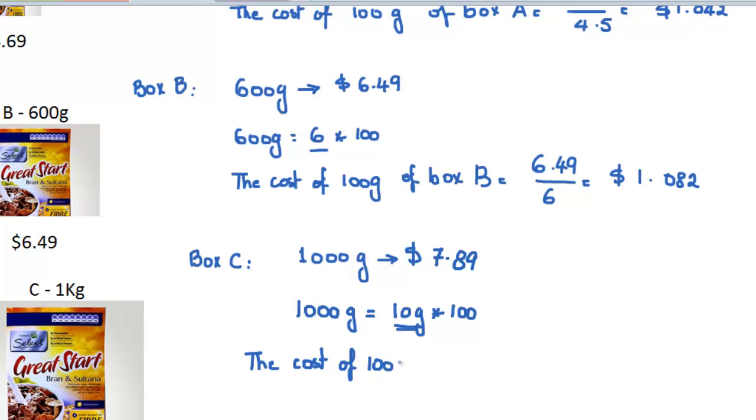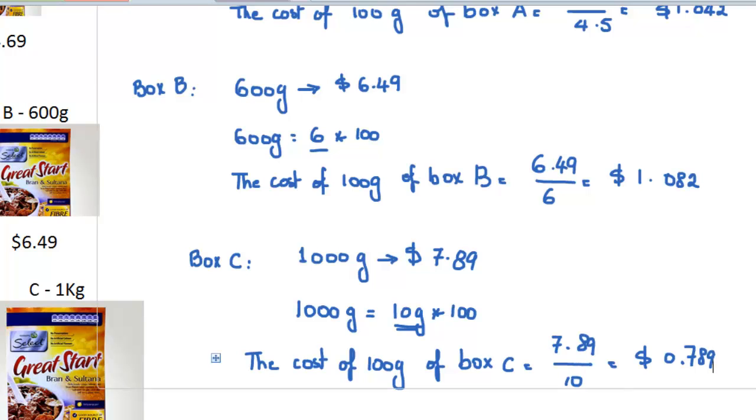of 100 gram of box C equal, I will take the $7.89 and I will divide by 10. And in this case, I will get the price of the 100 gram of this box, which can be 0.789. It's very easy to do this simplification. I move the decimal point 1 step to the left because I'm dividing by 10.